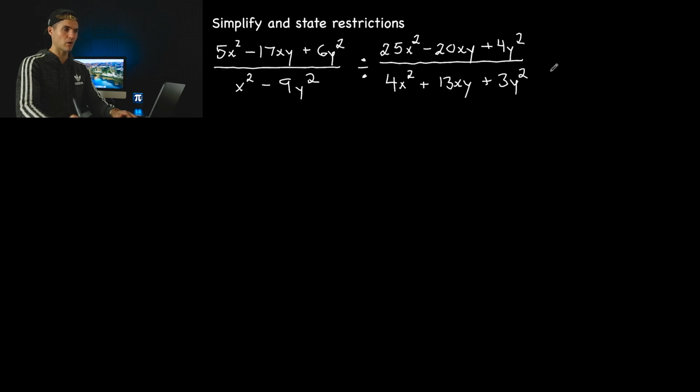Well, remember, number one, we factor everything. And then number two, we get the restrictions. And then number three, we simplify, right? We get the restrictions before we simplify. So let's go into factoring. Let's start with this first numerator.